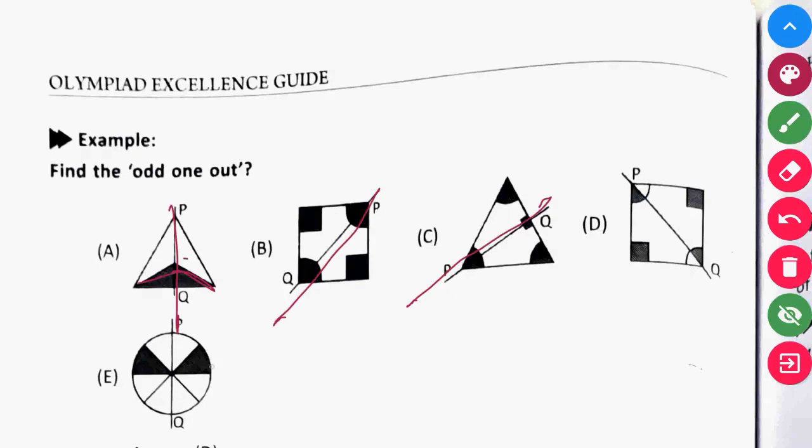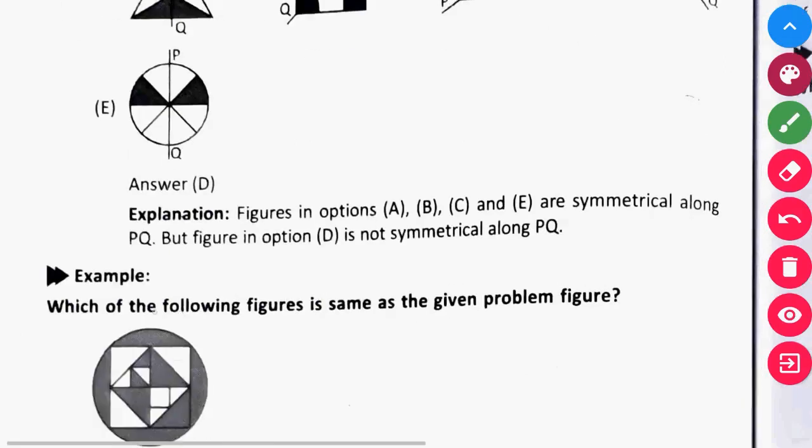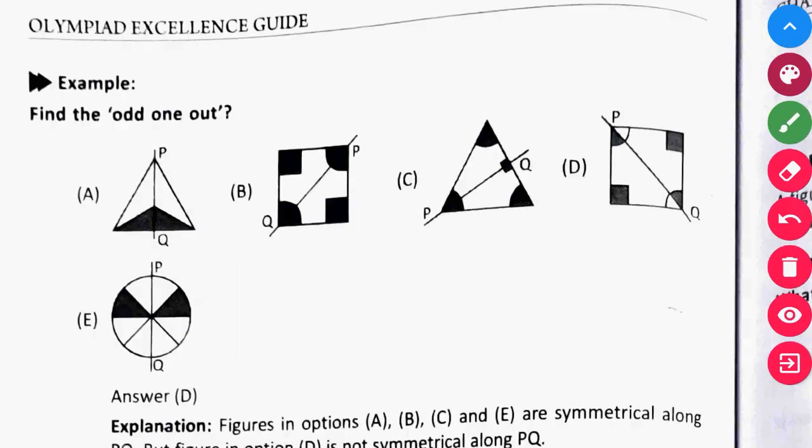Here also there is a shaded portion divided in half, and here also both the sides look the same. If you cut it, both portions look the same, but here if you cut, you will not find both portions looking the same. So your answer is D, because half shaded portion is here, not a fully shaded portion. So the answer is D.